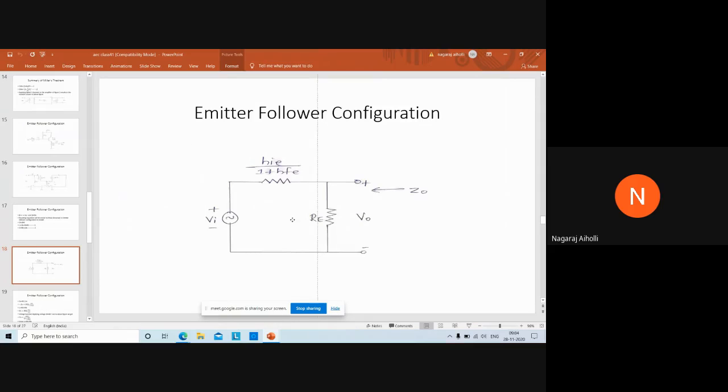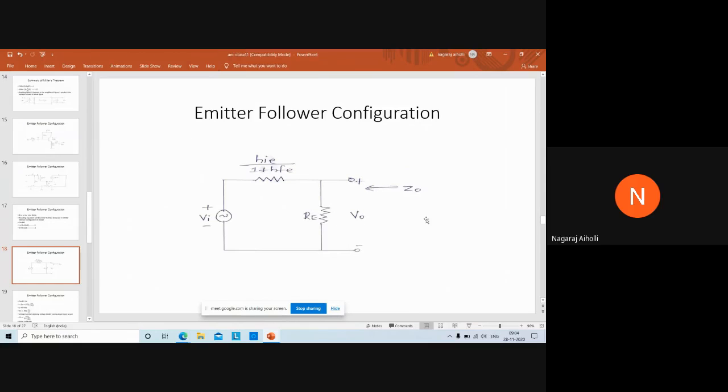Clear here? So this is clear here, students, how we are getting this HI divided by 1 plus HFE as RE. Is it understood? Yes? Is it understood here, students? Yes, sir. Okay, fine.